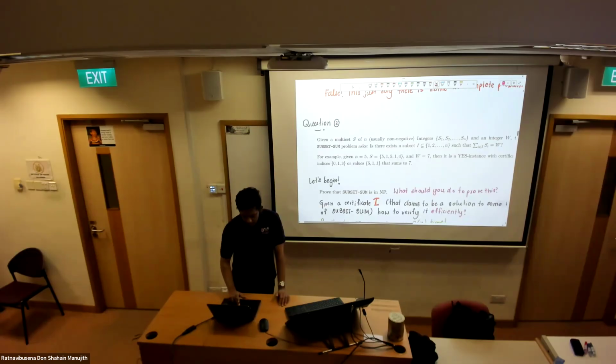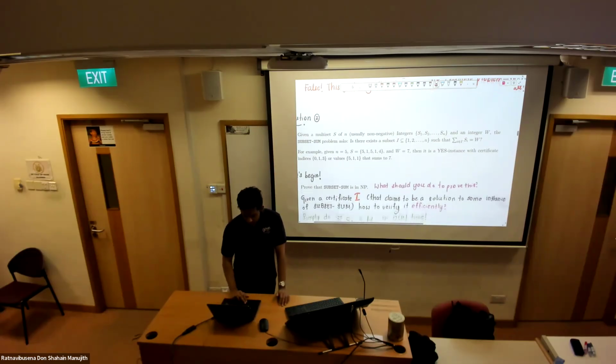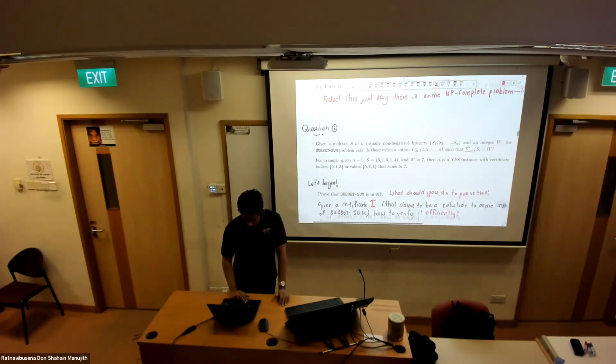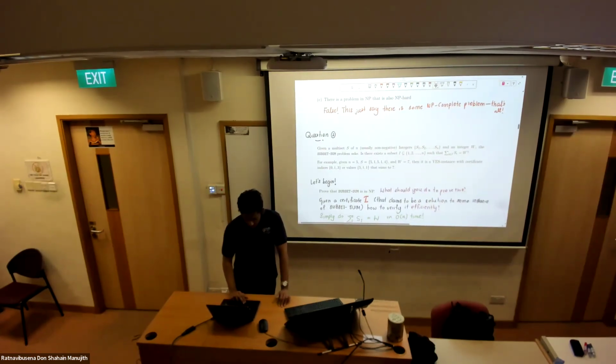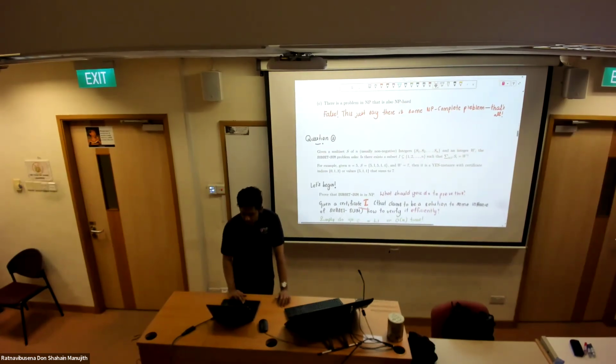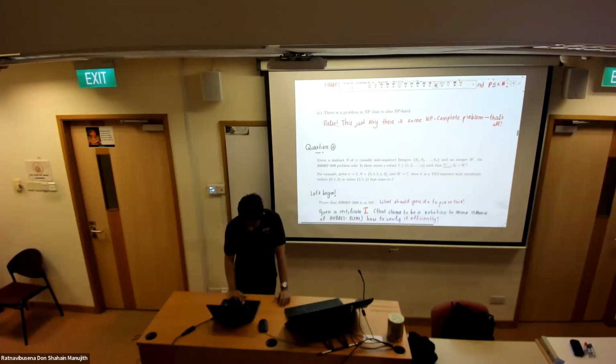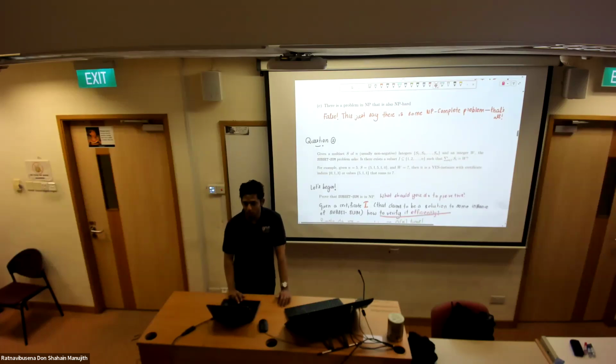So for example, given a certificate I that claims to be the solution to some instance of subset sum, how do we verify it efficiently? That means how to verify whether this certificate proves that this instance is a yes instance. Essentially I'm asking, does this certificate solve the problem? So how can you check? That should be very easy.